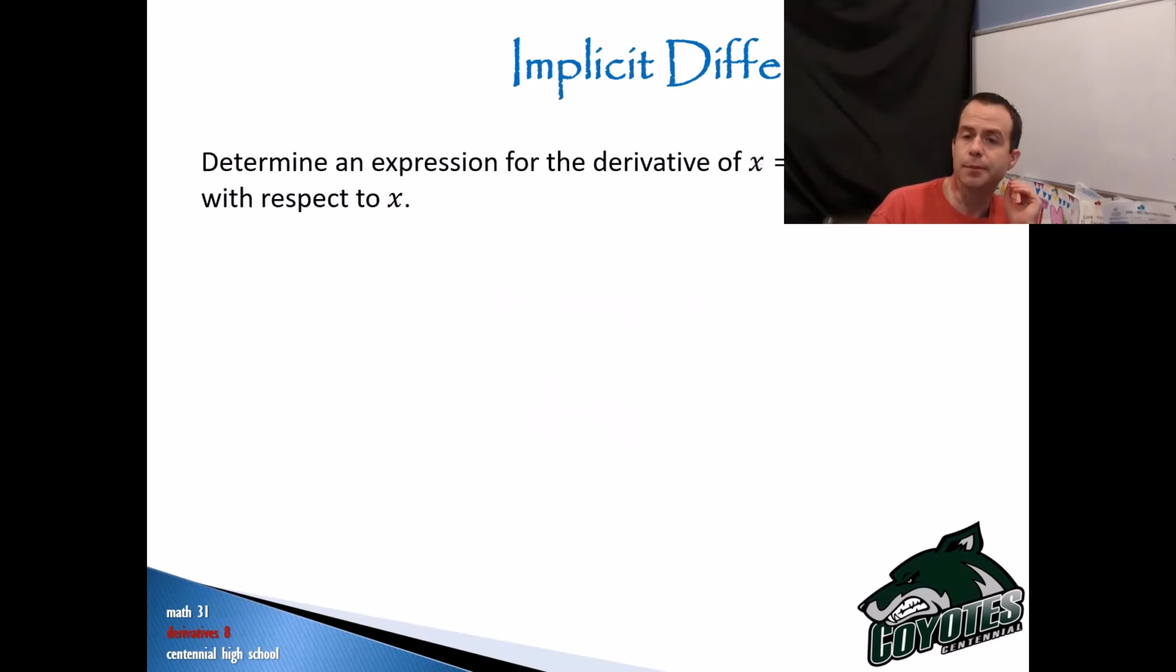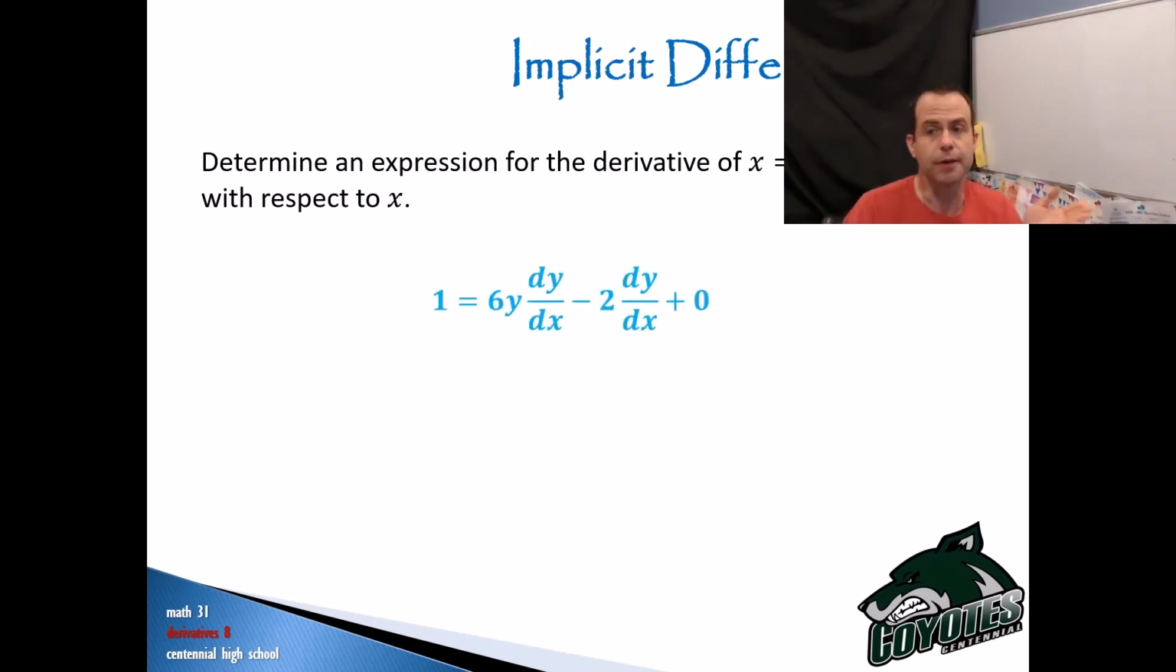All right, determine an expression for the derivative of x equals 3y squared minus 2y plus 1 with respect to x. So again, I just took the derivative of every term I see, okay? So the derivative of x is 1, 3y squared, the 2 comes to the front, so I'll get 6y times the derivative of the inside function, which is dy over dx.